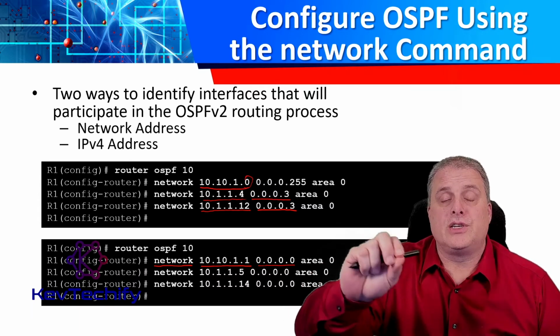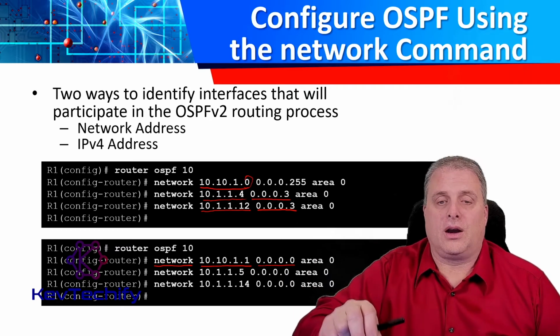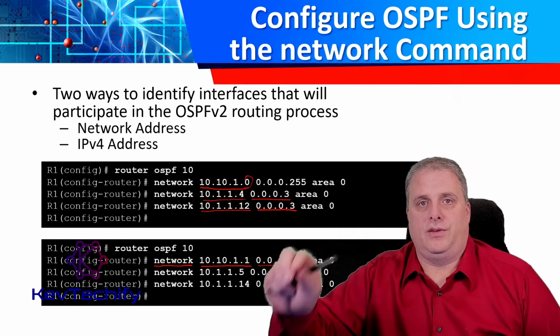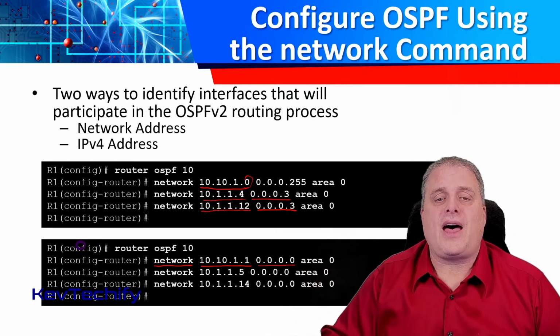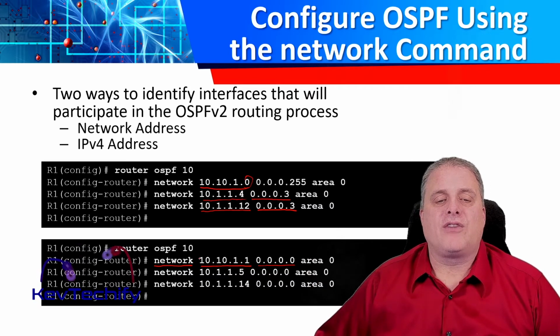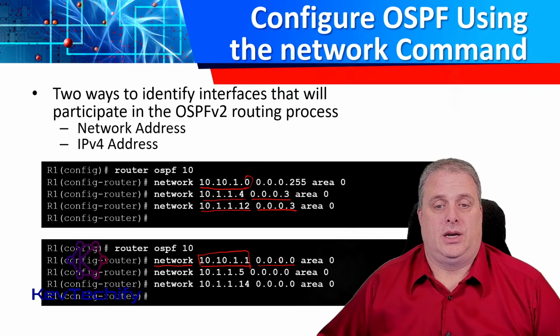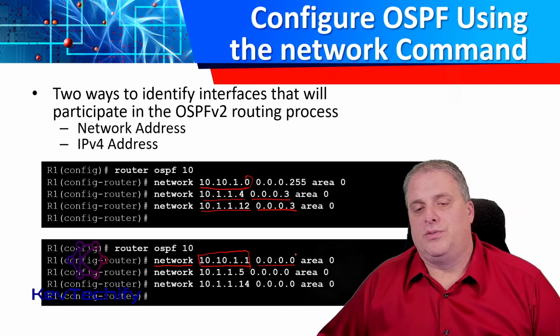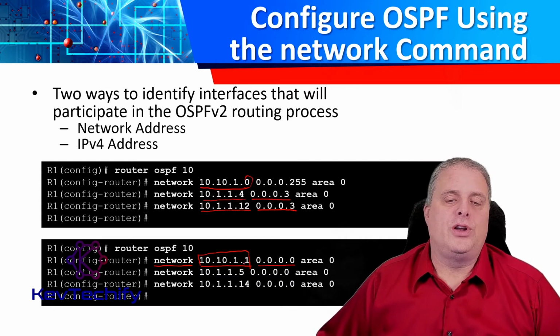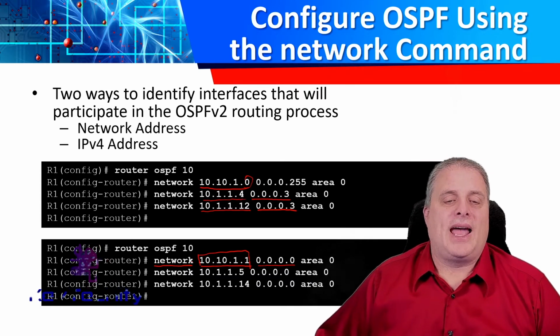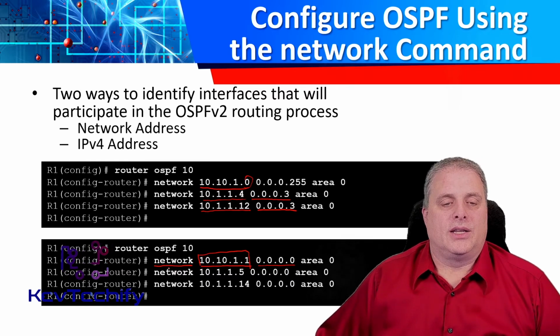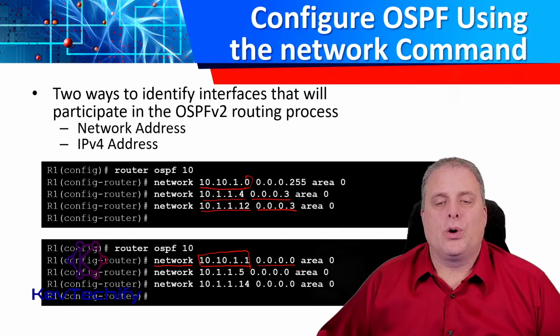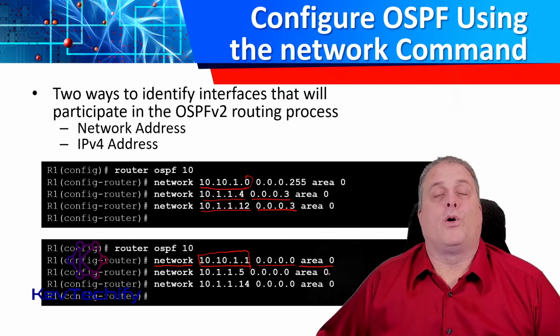So the inverse of 0.0.0.0 wildcard is 255.255.255.255, 4 255s, meaning match every one of these 32 bits here. So wildcard mask of all zeros, subnet mask of all 255s means match all 32 bits of this address. That is the address we're using. And so it's going to say, okay, the interface that has this IP address, you're going to be in area 0 for OSPF.